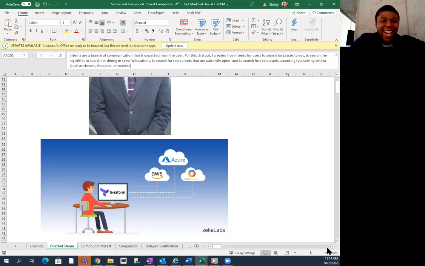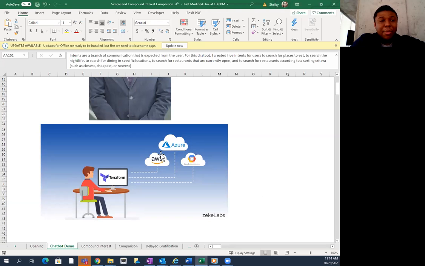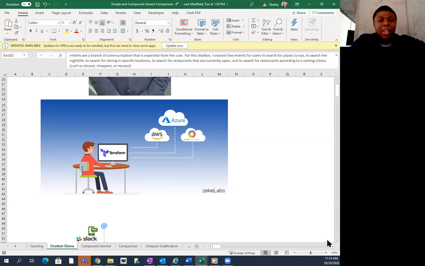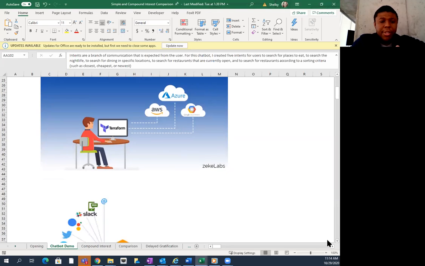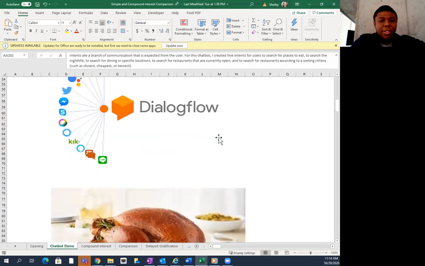The three major companies that offer such resources are Microsoft Azure, Amazon AWS, and Google's cloud platform. I'm going to talk a little bit more about something that Google offers, and that's Dialogflow, a conversational agent that works on phones, web pages, and smart devices.